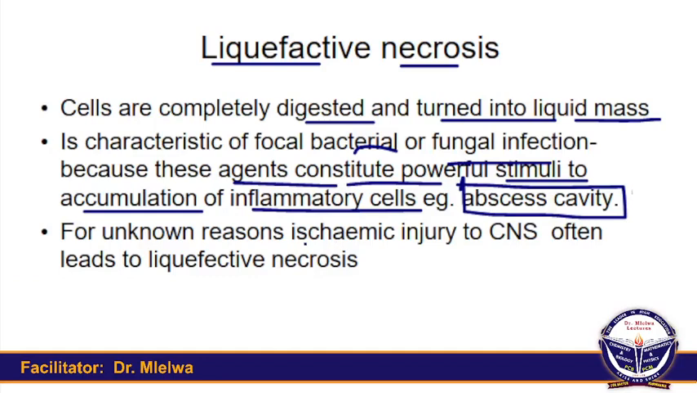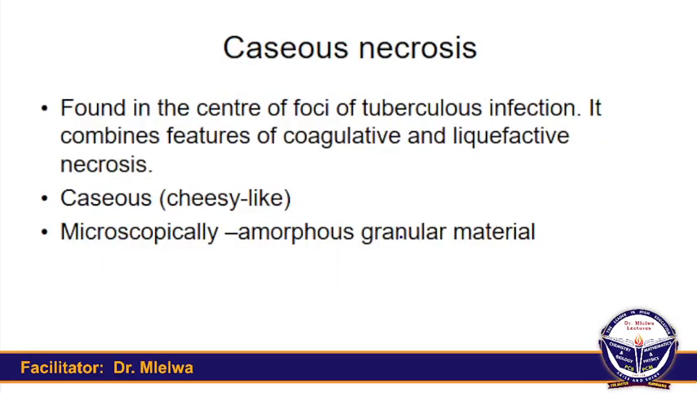For unknown reasons, ischemic injury to the central nervous system often leads to liquefactive necrosis. So in the central nervous system, it is not known why, but ischemic cell injury leads to liquefactive necrosis. That is abnormal, that's why we said for unknown reasons. Normally ischemic cell injury should lead to coagulative necrosis, but in the central nervous system it leads to liquefactive necrosis.